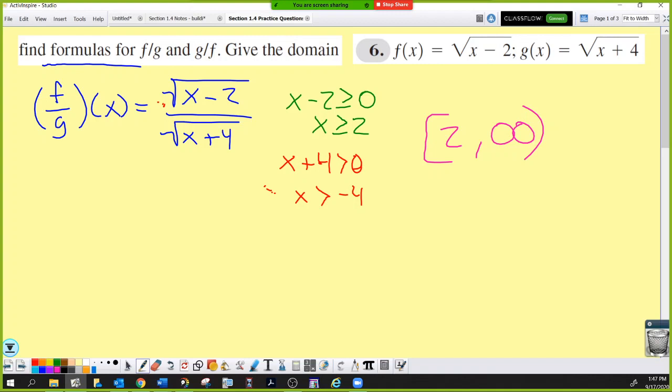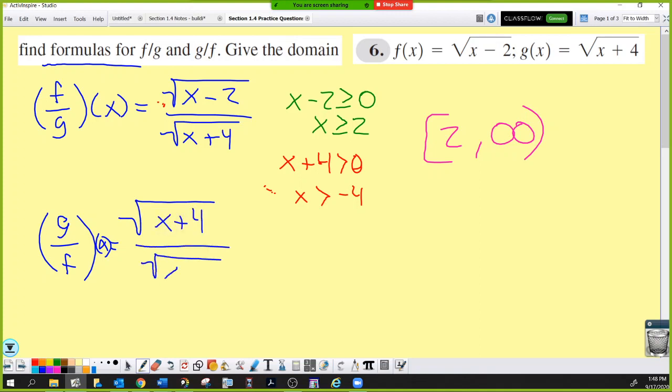Alrighty. Well, to do the other one, you just flip it over. G over F. Oops, I forgot my x. Squeeze it in there. That gets us the square root of x plus 4 over the square root of x minus 2.